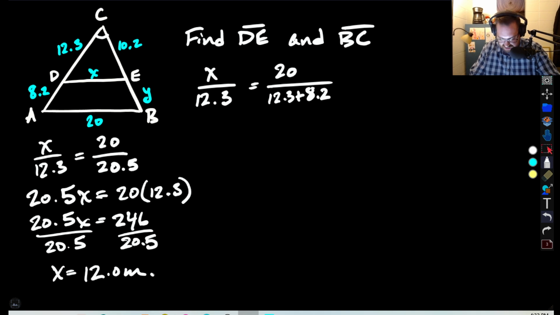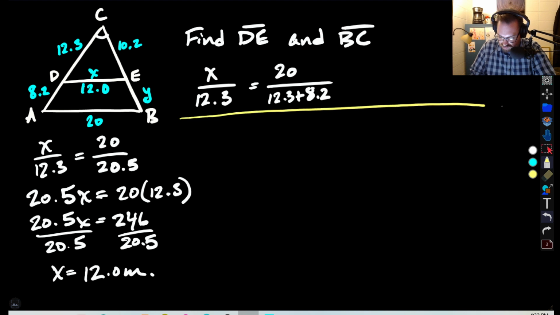So we've got this length. I'll call this one 12.0. What am I doing? 12.0. There we go. So now that we've got that, we have to figure out this larger length, the BC length, okay? So to do that, let's go ahead and set up another proportion. So let's close this off here. And I'll do it down here.